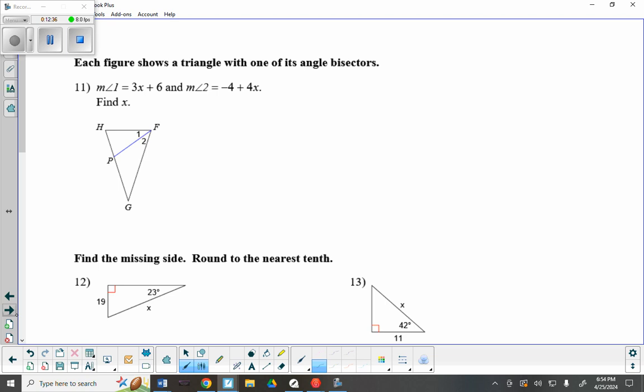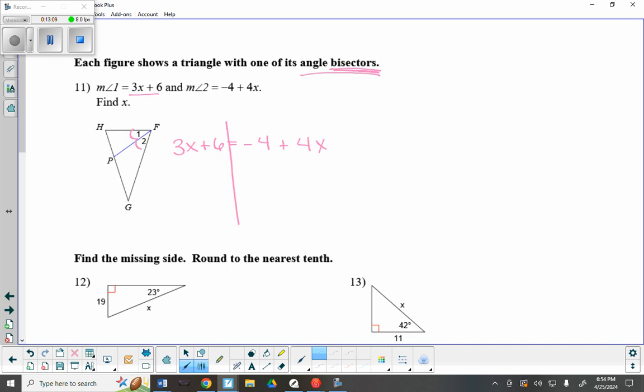Number 11, it says each figure shows a triangle with one of its angle bisectors. So we have to think about angle bisector, that term. Remember, to bisect means to cut in half. So angle 1 and angle 2 are congruent. So to find the value of x, we set them equal to each other. Angle 1, the measure of it is 3x plus 6. Angle 2, the measure of it is minus 4 plus 4x.